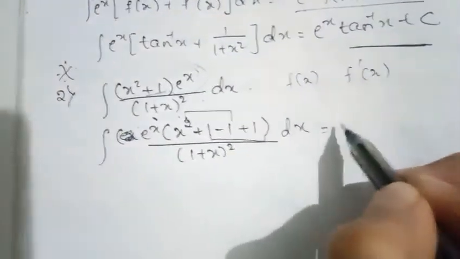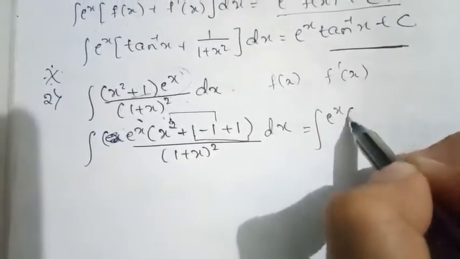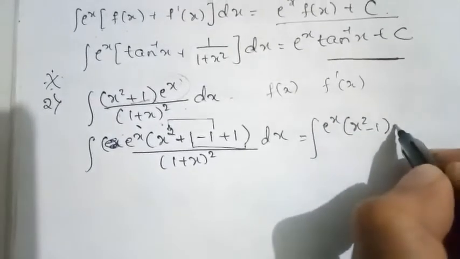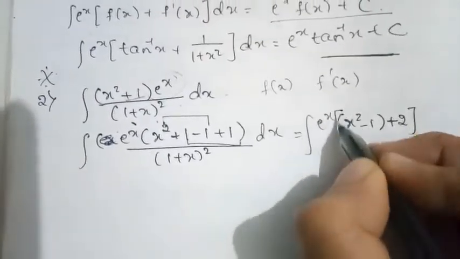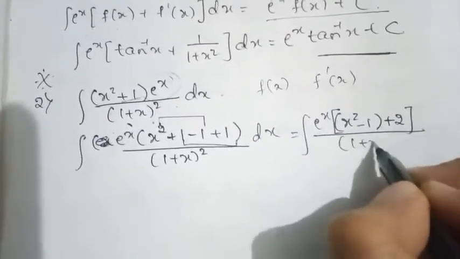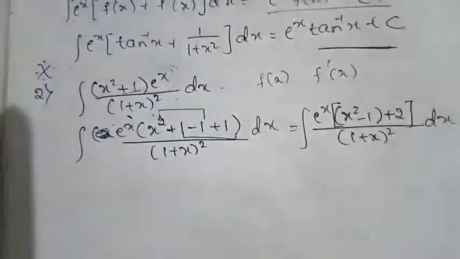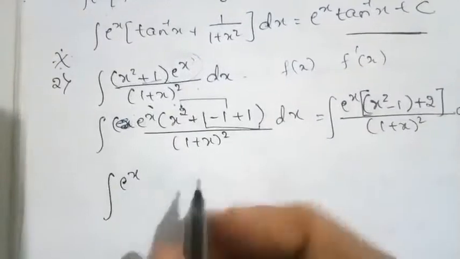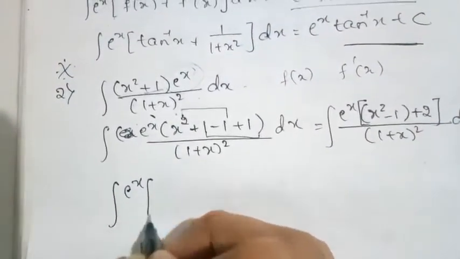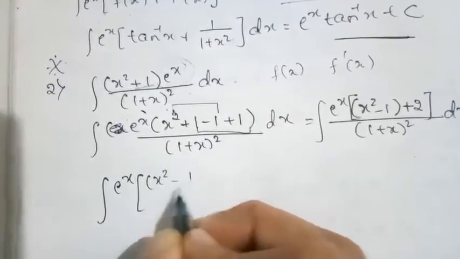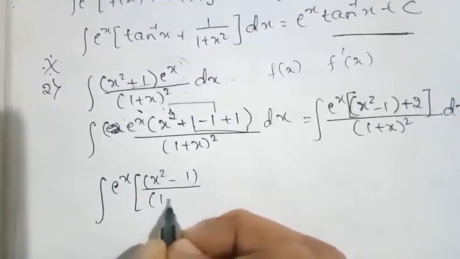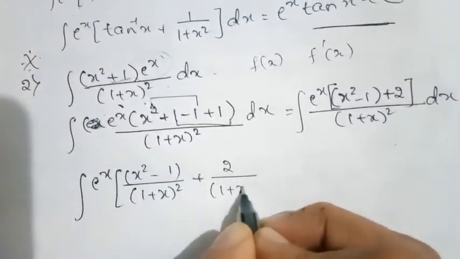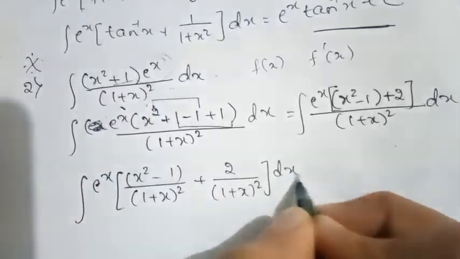So what happens to this one? That is integration of e power x into x square minus 1 plus 2 divided by 1 plus x whole square into dx. Now I am splitting the numerator. That is what? E power x, it is for both the terms also. So how I am going to split is, that is x square minus 1 divided by 1 plus x whole square plus 2 divided by 1 plus x whole square into dx.